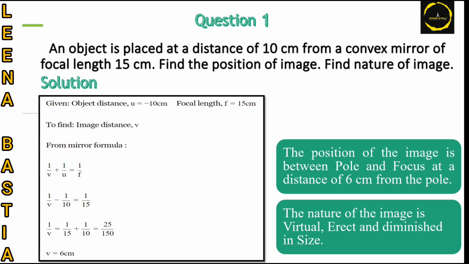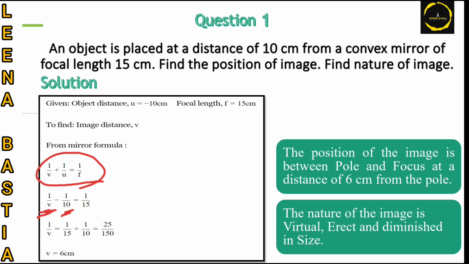Clear? Now you have to just put the formula 1 by v plus 1 by u equal to 1 by f. Now let us put the values. 1 by v we have to calculate. For u we put the value minus 10 and f is 15. After calculating you will get the value 6 centimeter. The calculation you do it first. After that just check whether you have got 6 centimeter or not. Now the point you need to note down is the v value is positive. Positive means what? It is a virtual erect image.